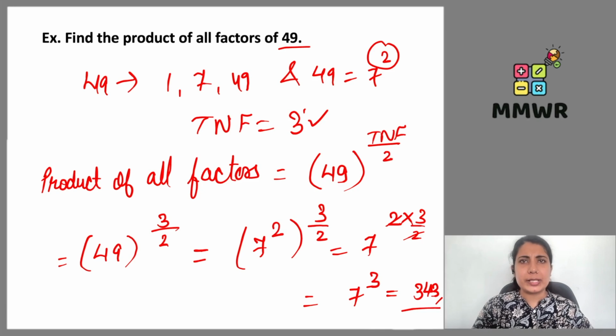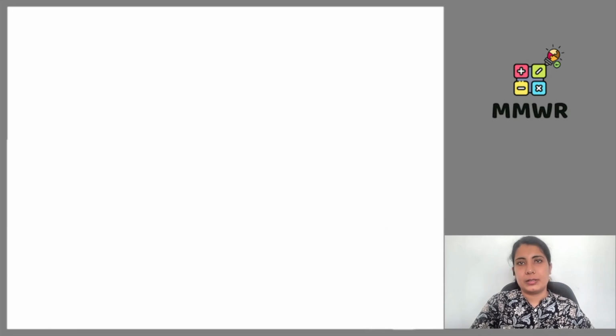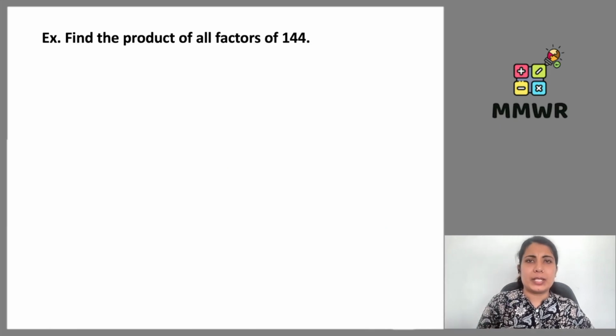I hope it's easy to understand. We can definitely take the help of this method. Right? The formula is: the number, with power half of the total number of factors, whatever type of numbers we have.